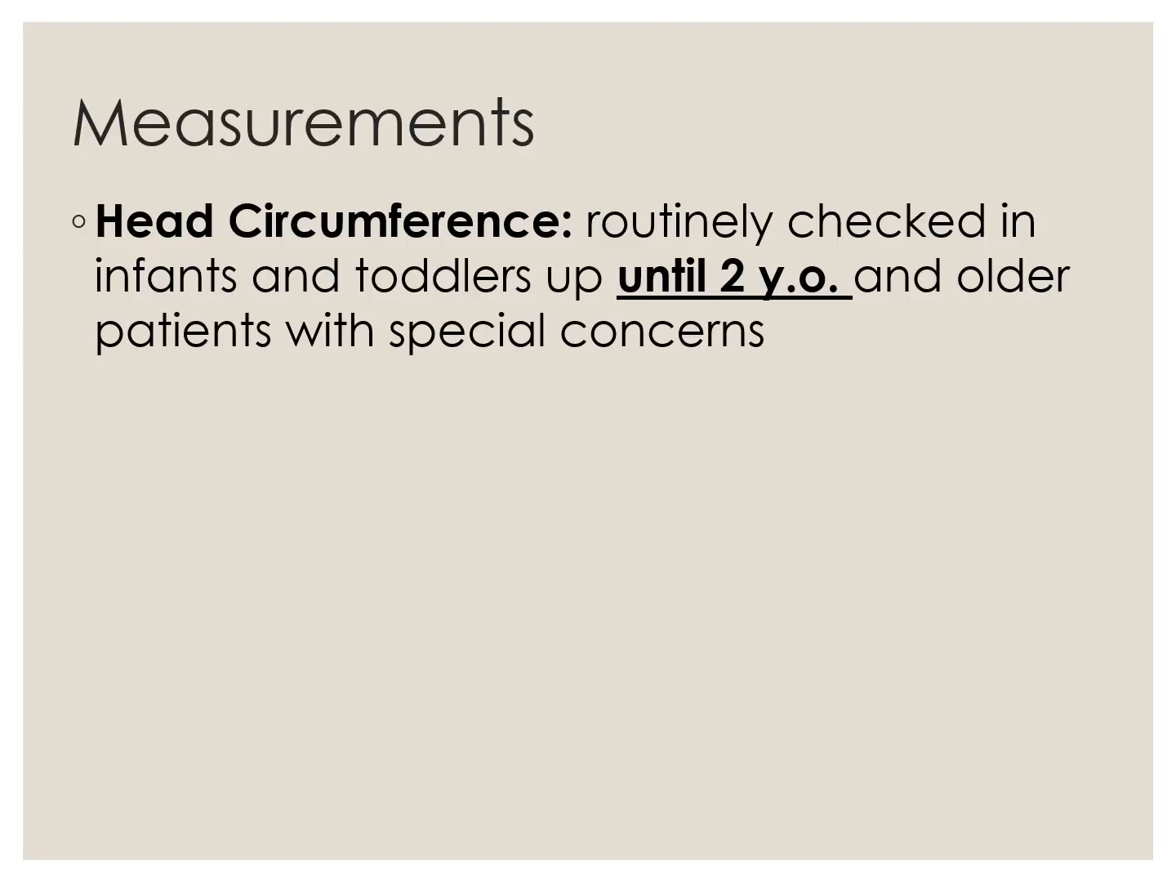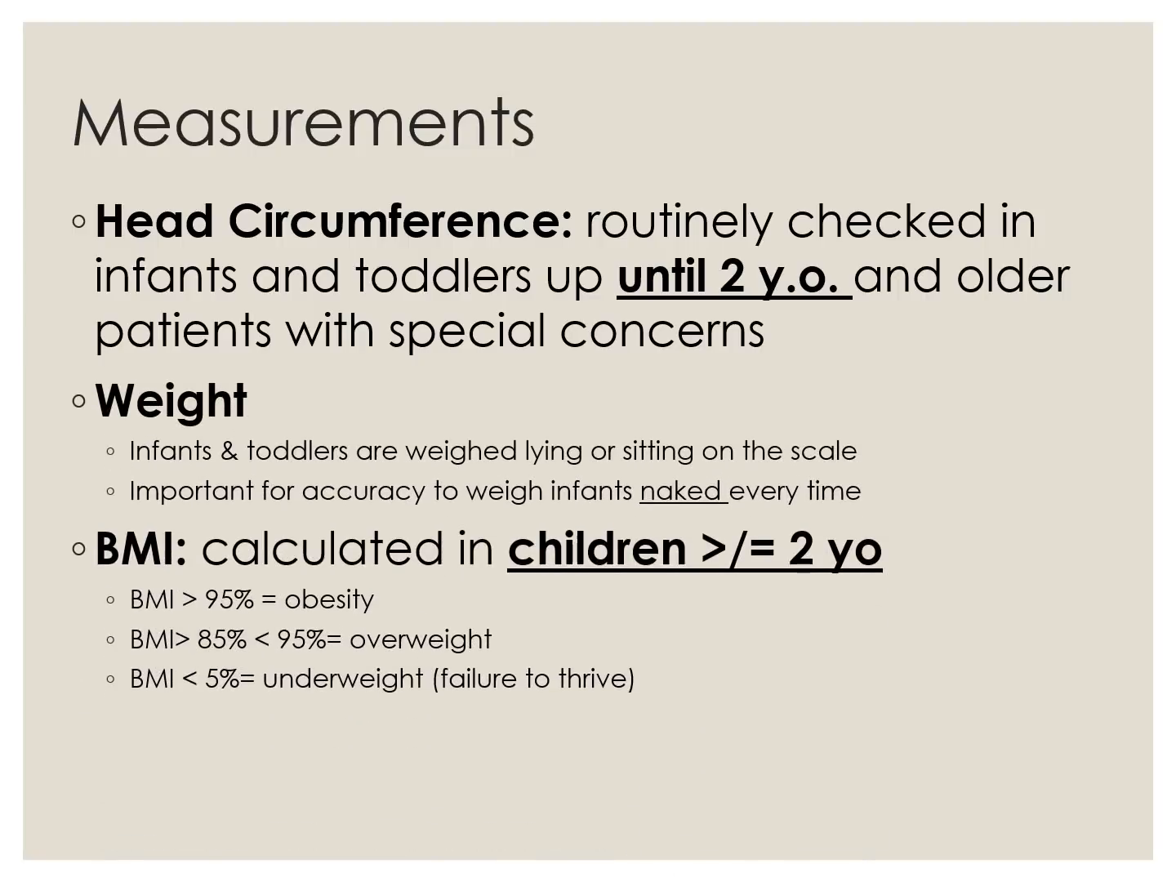For kids older than 2 years of age, we start calculating their BMI, and we use those specific BMI cutoffs. Greater than the 95th percentile is obesity. Greater than the 85th percentile is overweight, and then less than the 5th percentile is underweight or failure to thrive.